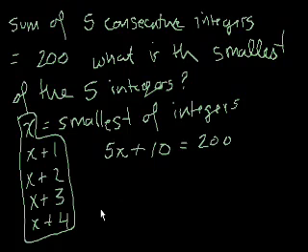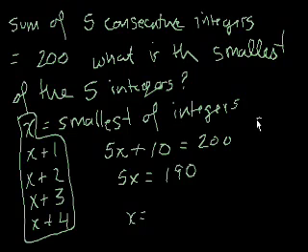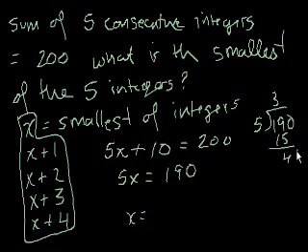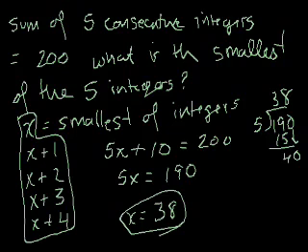And now this is just a level 2 linear equation. We can just solve for x. So we get 5x is equal to 190. I just subtracted 10 from both sides, right? And then x is equal to, let me divide 5 into 190. 5 goes into 19 3 times. 3 times 5 is 15. 19 minus 15 is 4. Bring down the 0. 5 goes into 40 8 times. So x is equal to 38. Pretty straightforward problem, don't you think?